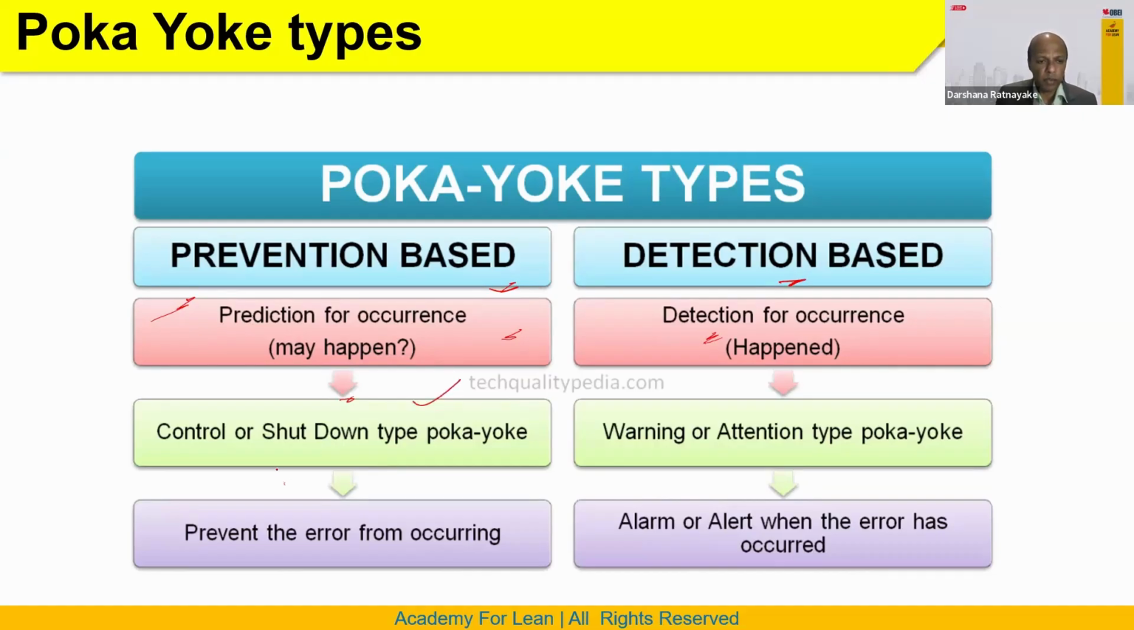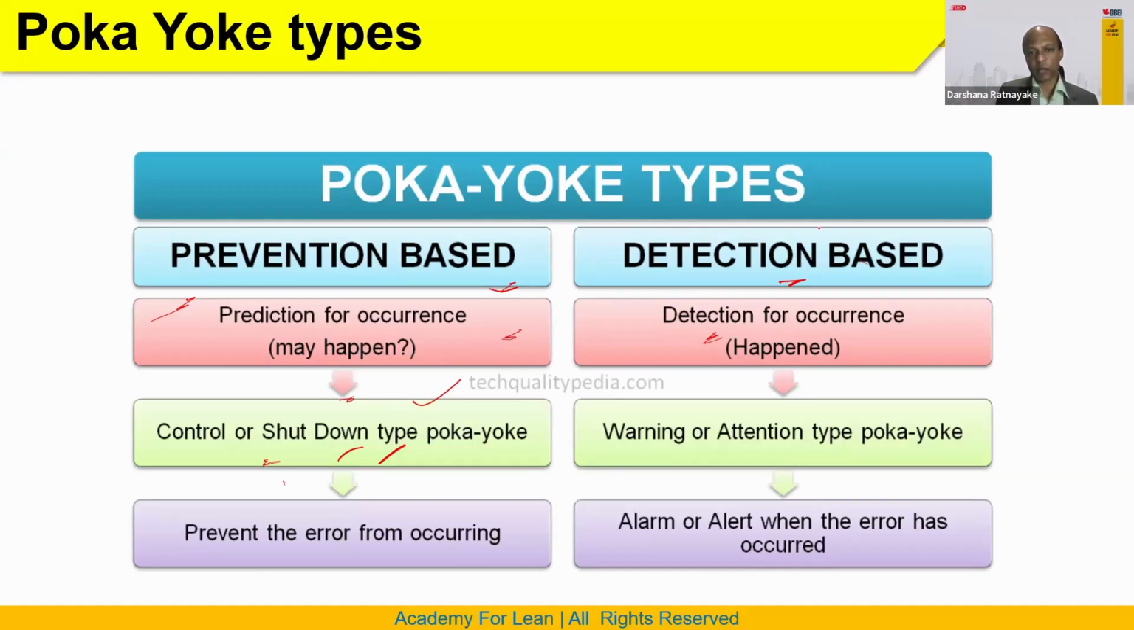In here, they control or shut down the machine. Prevention. Let's say you are doing some operation, and if a defect comes, the machine is stopped and says, okay, there's a defect, I cannot run it. If I run the machine, defects can be generated. So the machine is stopped. That's called prevention-based error proof.